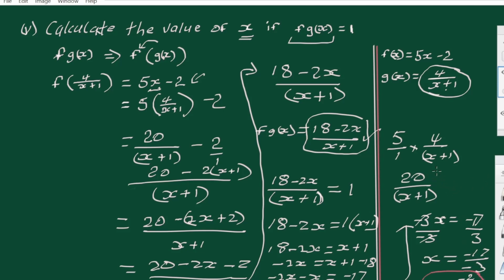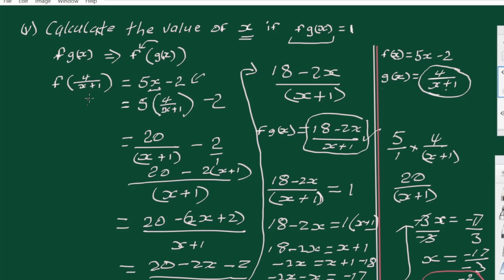So I'm just going to recap the question here. Calculate the value of x if fg of x equals 1. Normally, x is the input to the function, but in this case we do not know the input to this function, but we know the output. So the process is, first of all, work out this part of the question. We worked out that the input to the function f is 4 over x plus 1, because we're taking the function g, which is 4 over x plus 1, and inputting it in the function f.